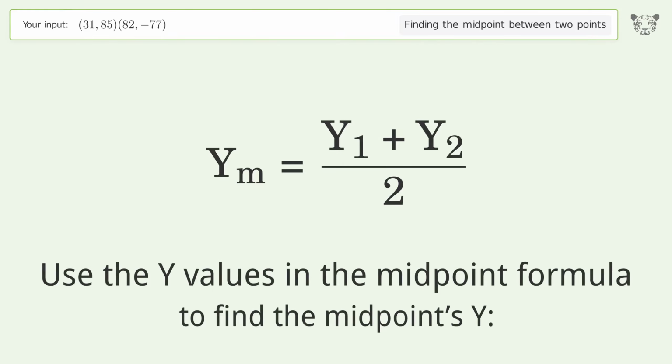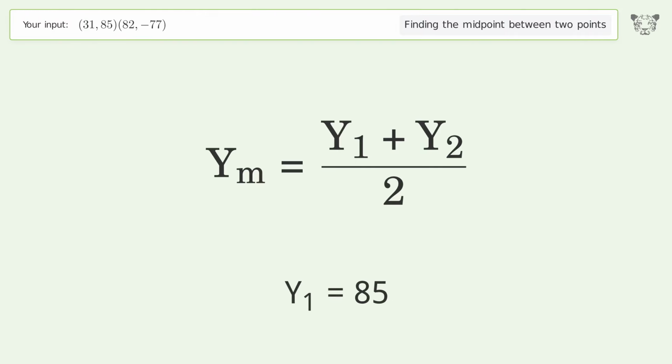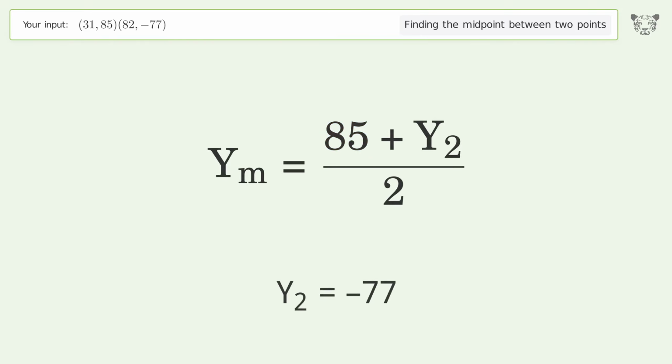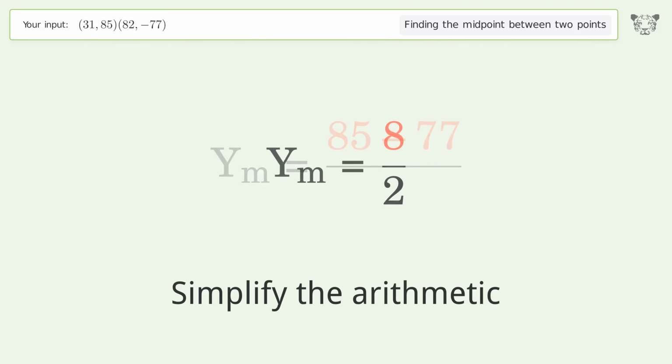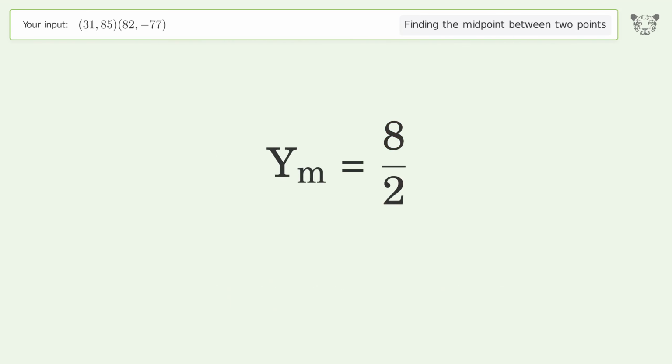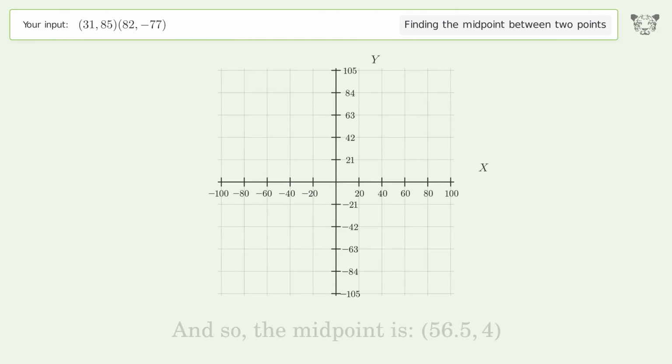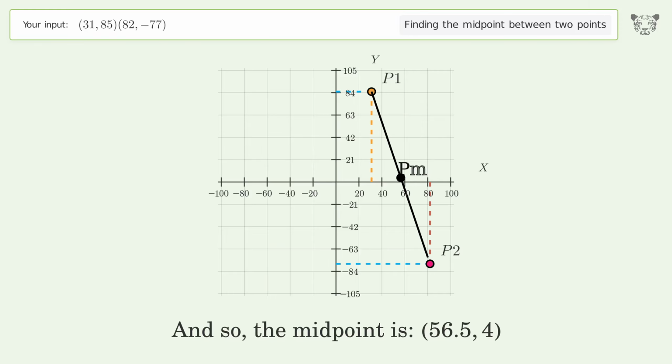Use the y values in the midpoint formula to find the midpoint's y. y1 equals 85. y2 equals negative 77. Simplify the arithmetic. And so, the midpoint is 56.54.